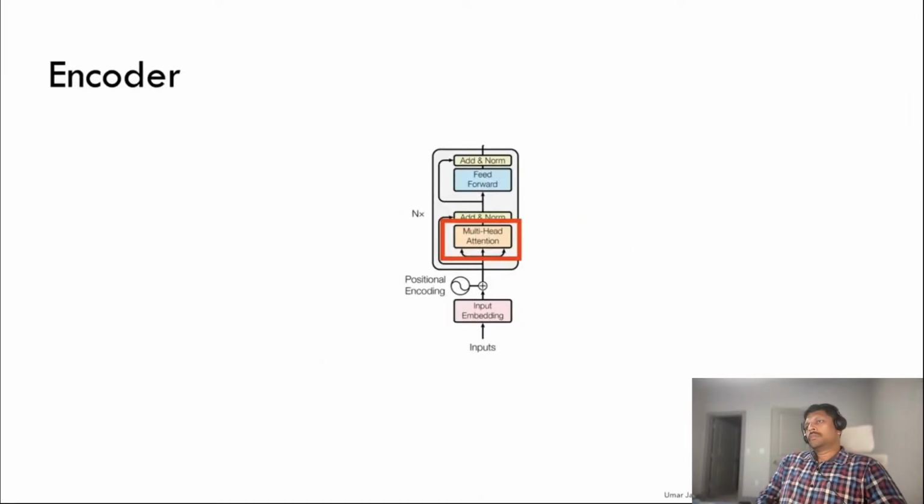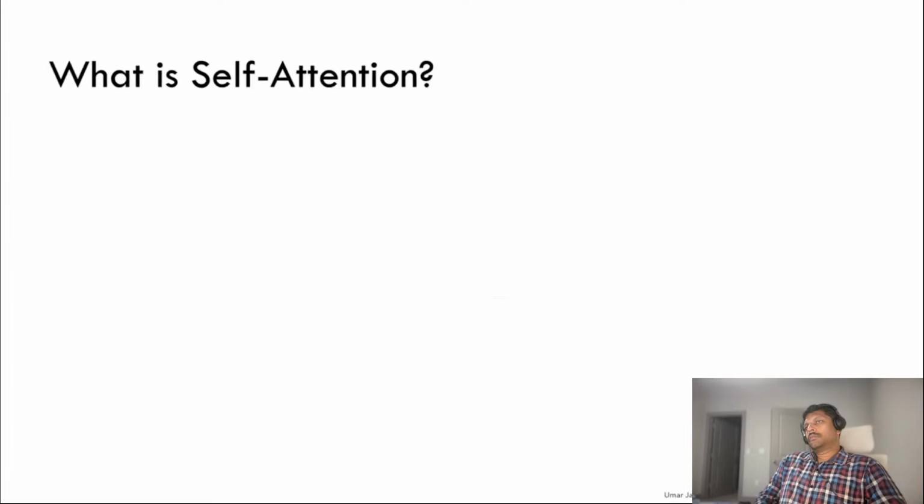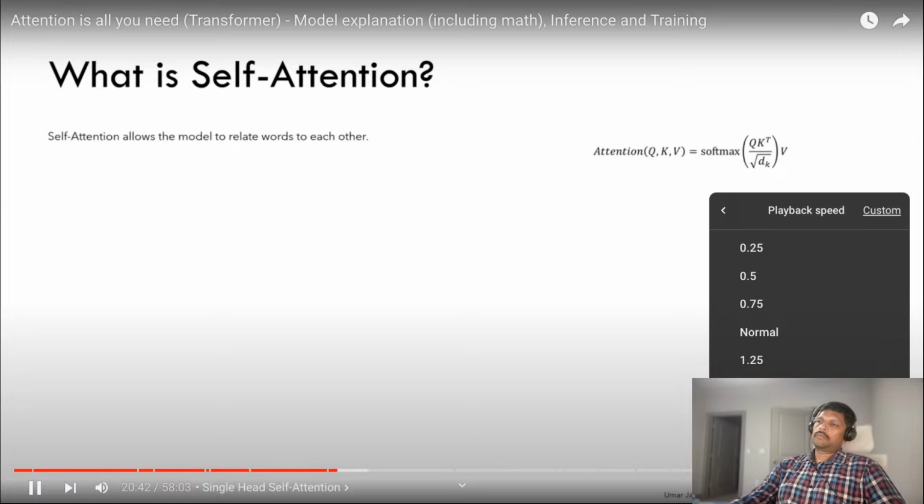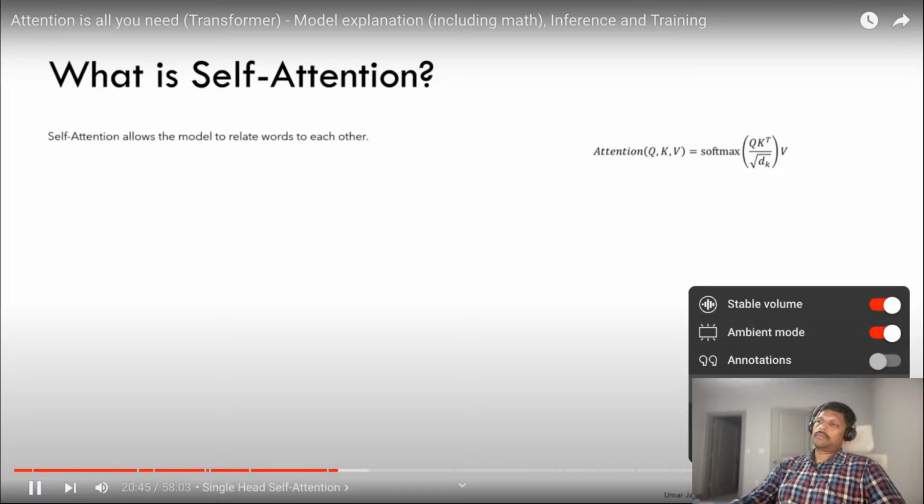We will not go inside of the multi-head attention first. We will first visualize the single-head attention, so the self-attention with a single head. And let's do it. So what is self-attention? Self-attention is a mechanism that existed before they introduced the transformer. The authors of the transformer just changed it into a multi-head attention. So how did the self-attention work? The self-attention allows the model to relate words to each other.